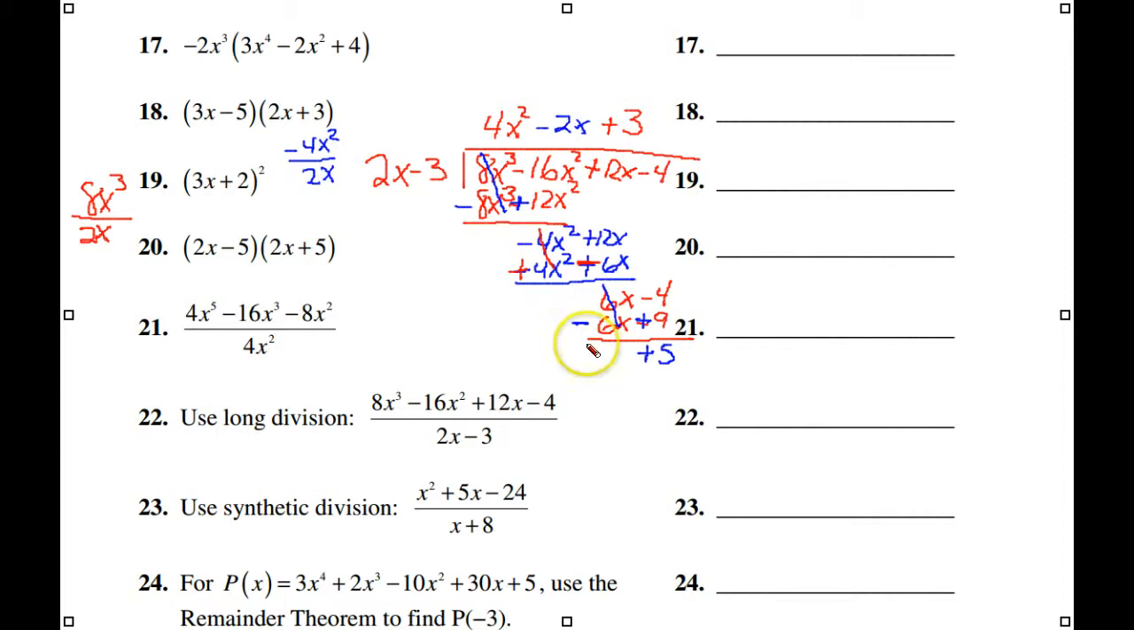Now, how do we write our answer here? So this is number 22. Let's put it right here. 4x squared minus 2x plus 3, and you can put a plus there. You're going to put your remainder on the top, and you put your divisor on the bottom. And there's your answer. Now, we don't do synthetic division, and we didn't do the remainder theorem.